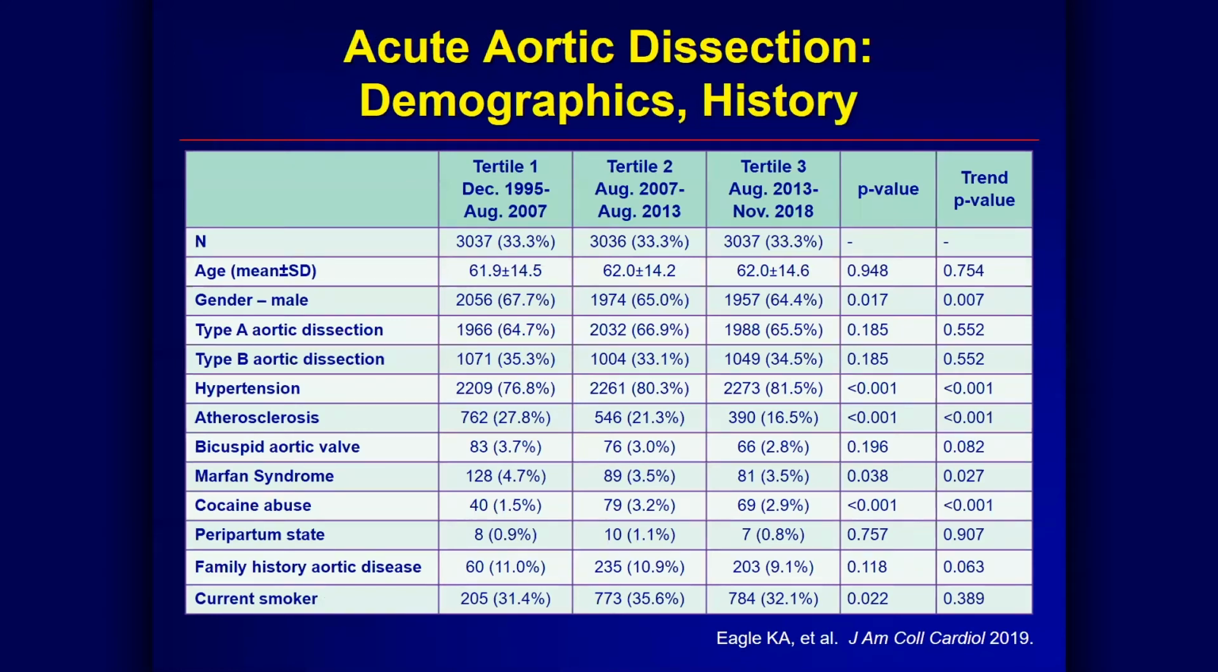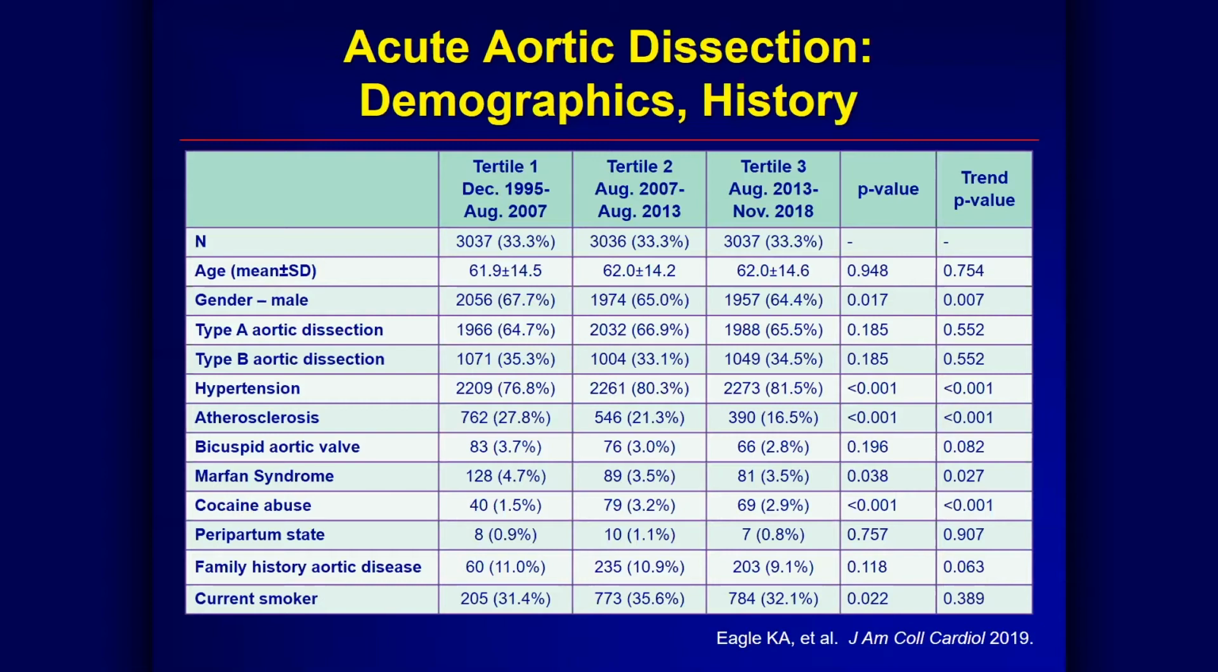This slide illustrates the demographics of patients with dissection over 3 tertiles of the IRAD registry. And most notable, I just want to talk briefly about a couple of things. Recall that the average age of dissection is about 61, 62 years. 2/3 are male. About 2/3 are type A dissection. Hypertension is almost ubiquitous. 80% of patients have it.